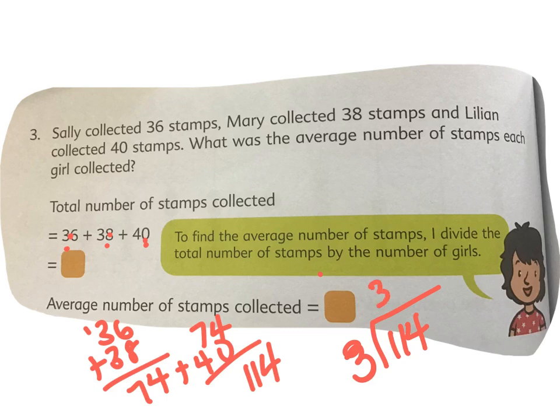3 goes into 11 3 times. 3 times 3 is 9. Subtract that. 2, bring down the 4. 3 goes into 24 8 times. The average is 38.